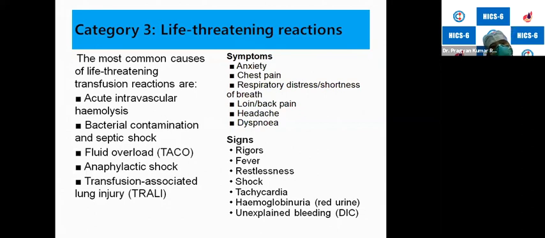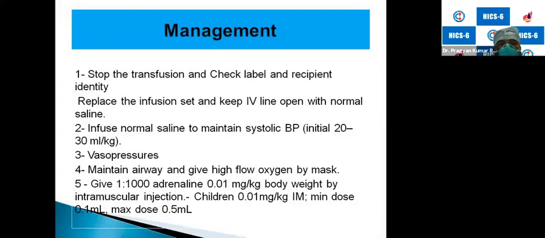Symptoms are anxiety, chest pain, respiratory distress, shortness of breath, loin and back pain, headache, dyspnea, rigor, fever, restlessness, shock, tachycardia, hemoglobinuria, and some features of DIC in terms of petechiae, red urine, bleeding somewhere, clotting somewhere. These are the features. It's very, very dangerous.